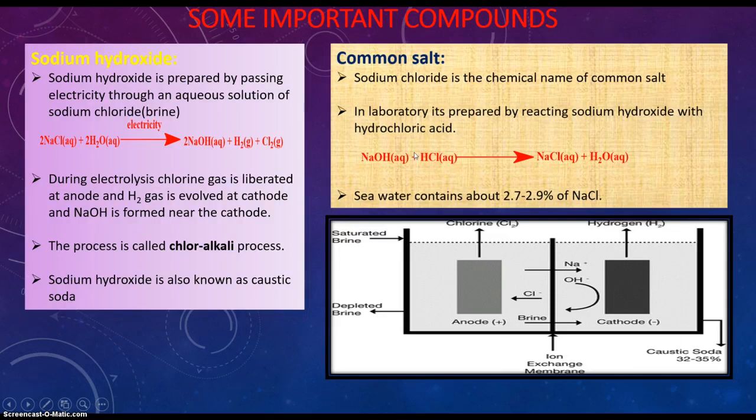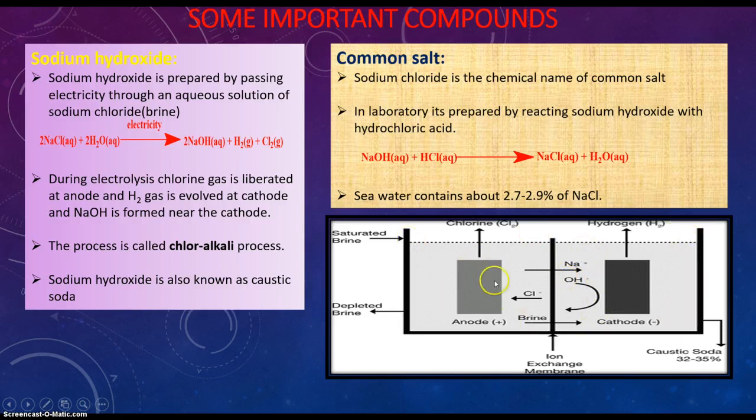Now we have to move on to the next topic, that is sodium hydroxide. So what is sodium hydroxide? Sodium hydroxide is basically a base, right? So how is it prepared? It is prepared by passing electricity in a NaCl solution, and we can get sodium hydroxide, hydrogen and chlorine as the products.